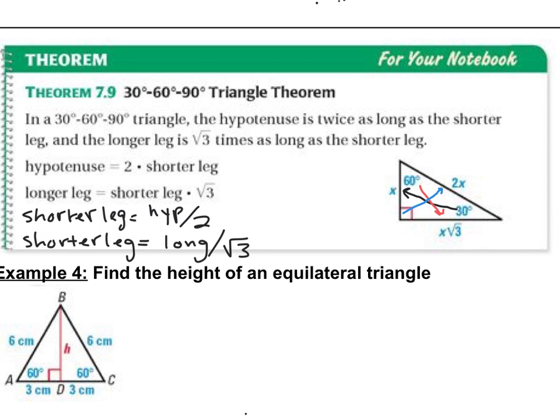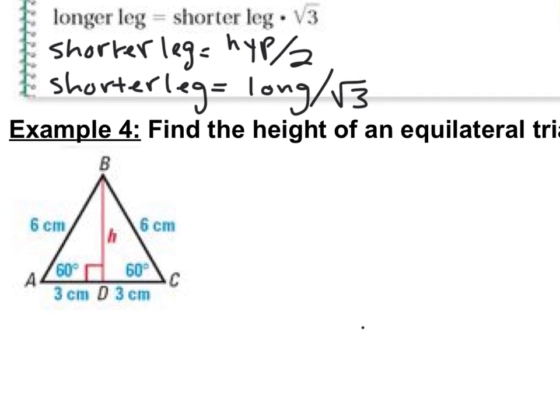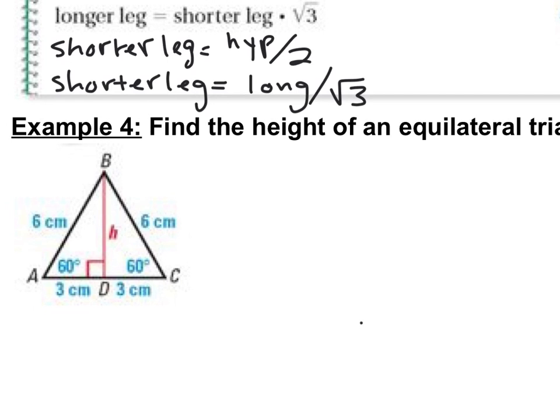All right, so let's take a look here at example number 4. They want us to find the height of this equilateral triangle. So what we are going to focus on is breaking this down into one triangle. We're going to break it down into this triangle right here. We have our 30-degree angle here, we have our 60, we have our 90. We are trying to find the height, so we are trying to find the longer of the 2 legs.